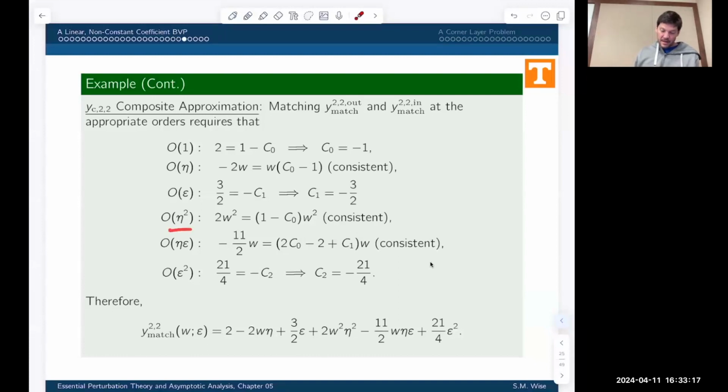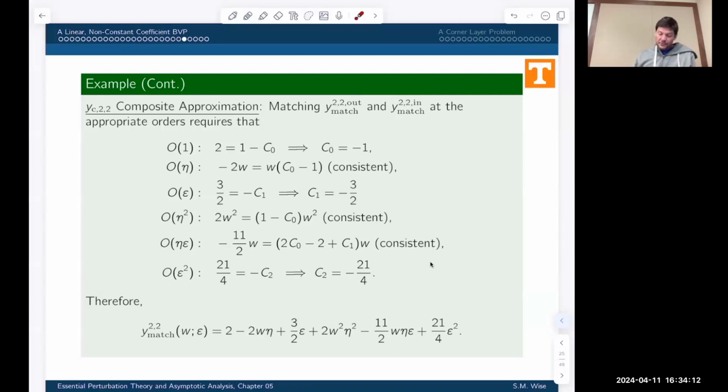This new term that pops out is just going to be something which is consistent. That's good. As is this new term, order eta epsilon, which again gives us something which is consistent. So I believe both of these two are new and didn't appear in the 1-1 match. And finally, we get something new when we go out to order epsilon squared. By the way, by the choice of my scaling, this really is a hierarchy of scales. So this is the smallest scale, this is next smallest, and so on, all the way down, keeping in mind that epsilon goes to 0 faster than eta. So this matching tells me that C2 is equal to -21/4. That's the new piece of information.